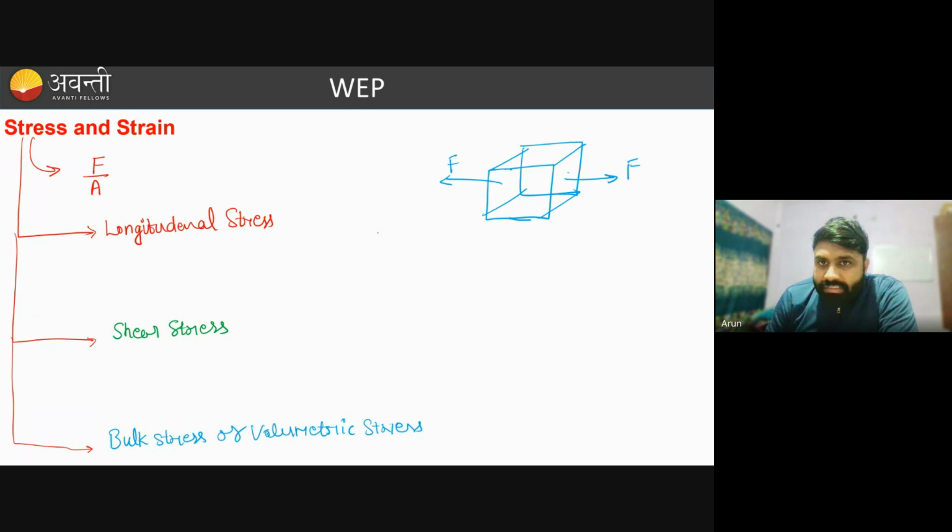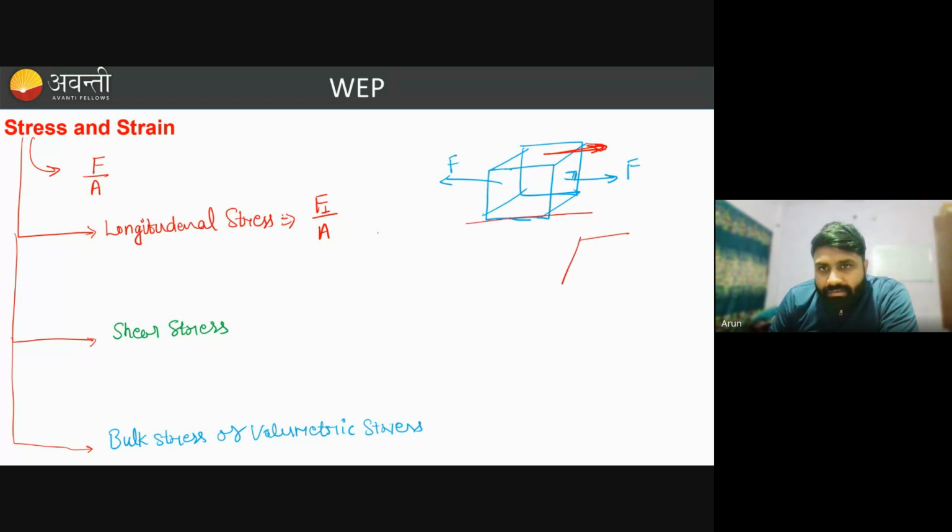So this force is applied perpendicular to this area of cross section. That particular stress is termed as longitudinal stress, in which force is divided by area, and you have to take the force perpendicular. Okay, but what if I apply the force parallel to this face, and this face is, let's say, fixed?